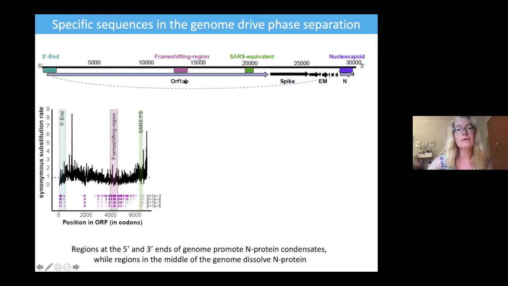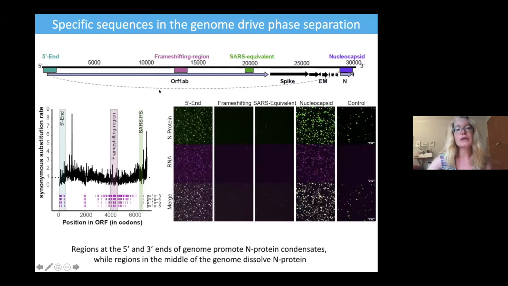We also focused on a region that's been studied in other viruses, the frame shifting element region, the SARS equivalent packaging signal, as well as the RNA that encodes the nucleocapsid itself. So here, the ORF encoding N-protein. And so we did the following, where we mixed fragments of the genome with the N-protein.